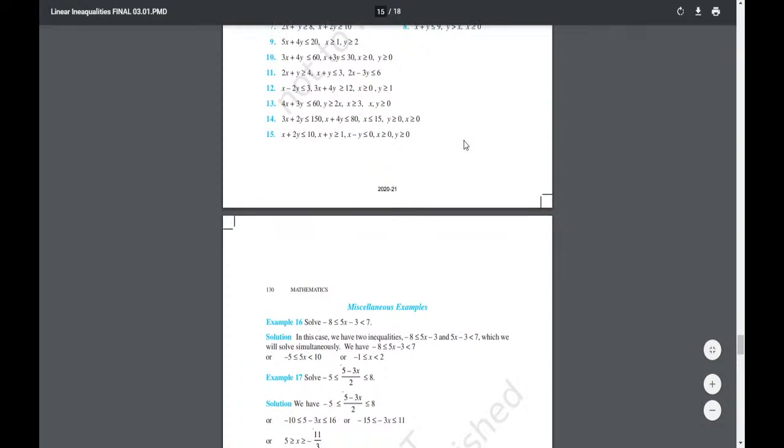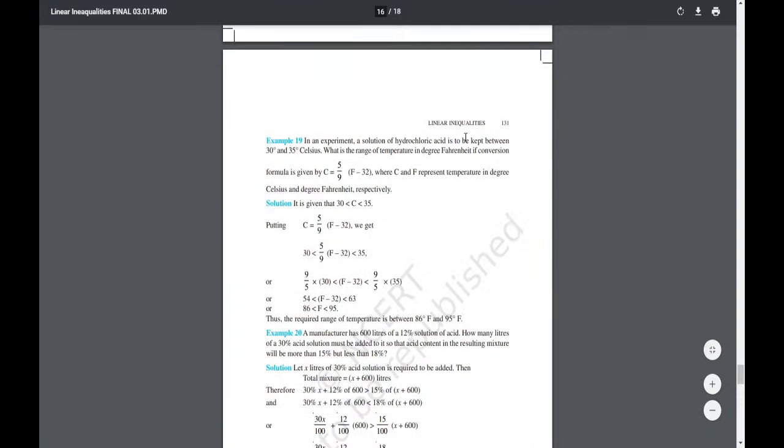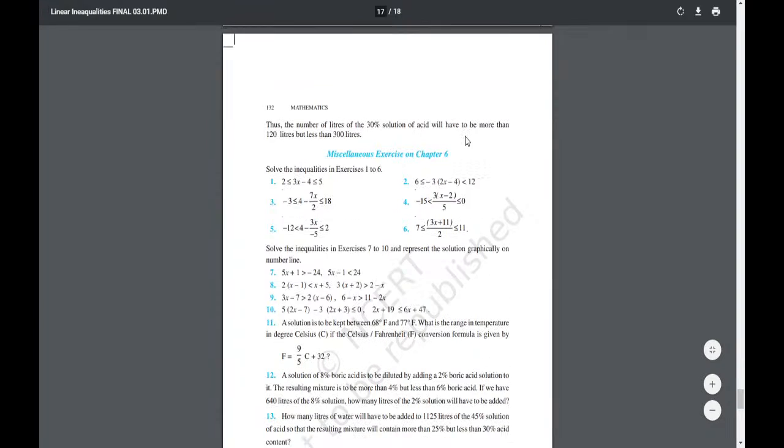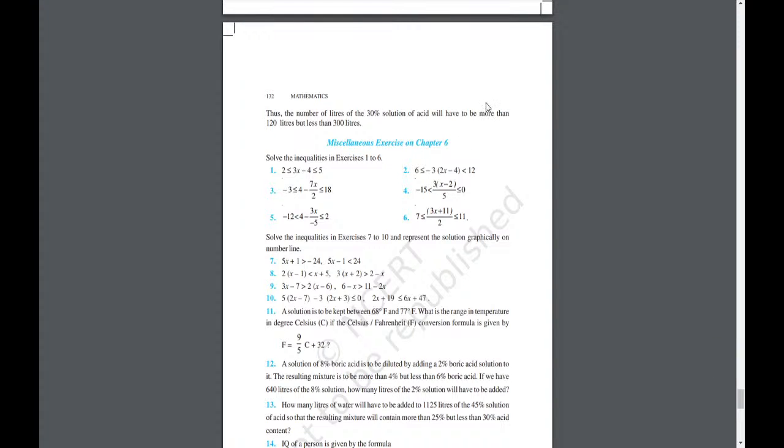So all the students, please see question number 1 of the miscellaneous exercise, in which simultaneous inequalities are given. Simultaneous means you have to find the intersection of both the solutions, or if more than 2 are there, suppose 3 inequalities are there, then you have to solve each of the inequalities and find the intersection of the solutions. Please see the miscellaneous exercise, and you can see the first question.